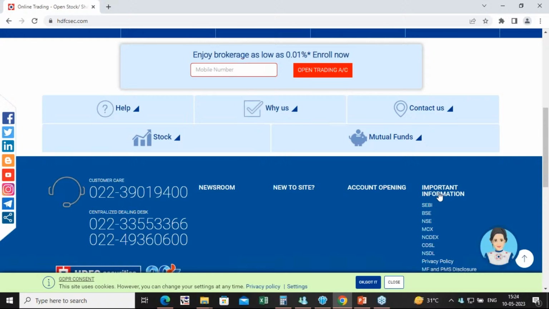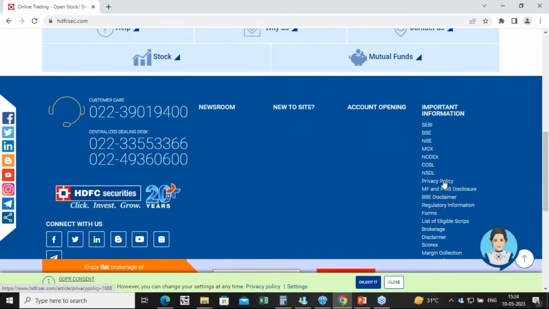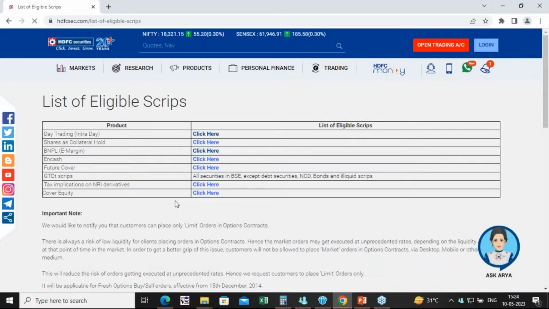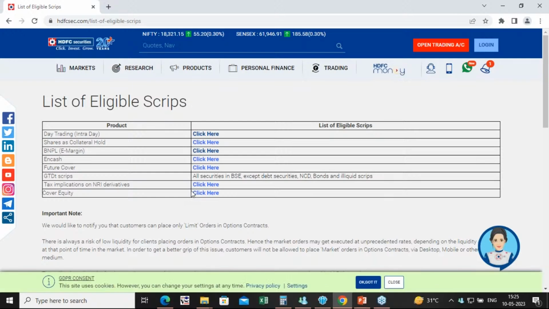When you click on Important Information, here you can find the list of eligible scripts. When you click on this option, it will redirect to this page, the list of eligible scripts, in which you can do the trade. Now we have changed the name of e-margin to BNPL. BNPL means buy now pay later. The structure is the same, don't worry, we have only rebranded our product.